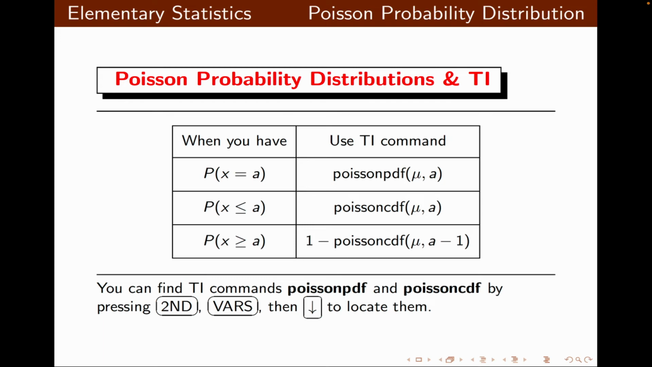Now the TI command Poisson PDF and Poisson CDF can be located in second, vars, arrow down several times until you find Poisson PDF and Poisson CDF.